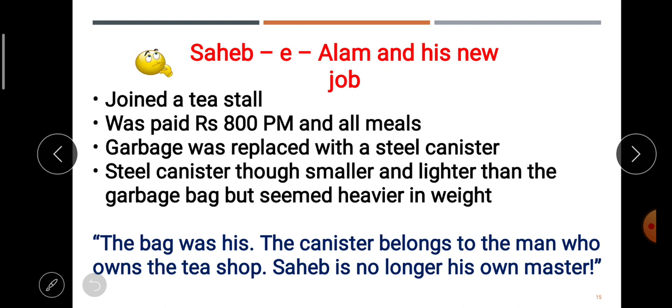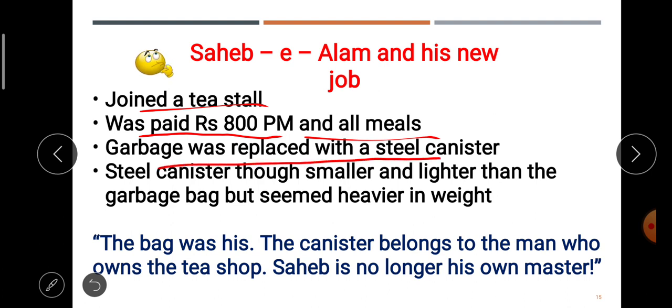Sahib Alam and his new job. After some interval, when Anees Jung meets Sahib Alam in the street, she finds the child in a different getup. That day he was not having his garbage bag. Rather, he was having a little kettle containing milk or tea. She asked, and the child replied that he had joined a tea stall. He had left his traditional job of rag picking, and he had joined a tea stall as an attendant. He told her that now he was being paid 800 rupees per month, and all his meals were free.